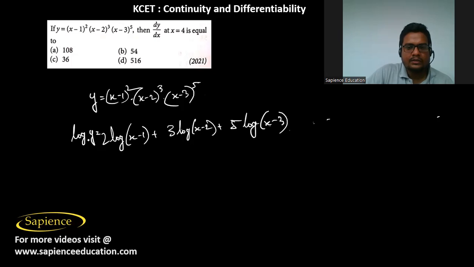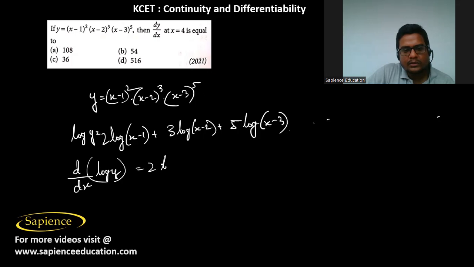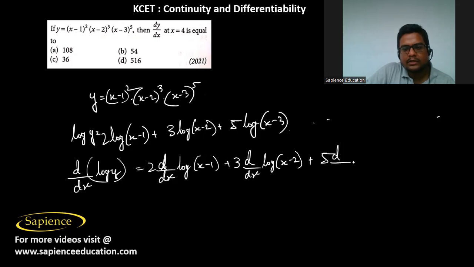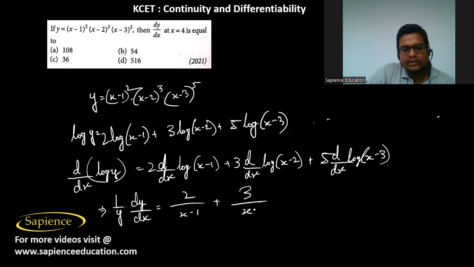So now if we take the derivative with respect to x on both sides, means d by dx. So d by dx of log y will be equal to 2 into d by dx of log x minus 1 plus 3 into d by dx of log x minus 2 plus 5 into d by dx of log x minus 3. This implies 1 by y into dy by dx will be equal to 2 by x minus 1 plus 3 by x minus 2 plus 5 by x minus 3.